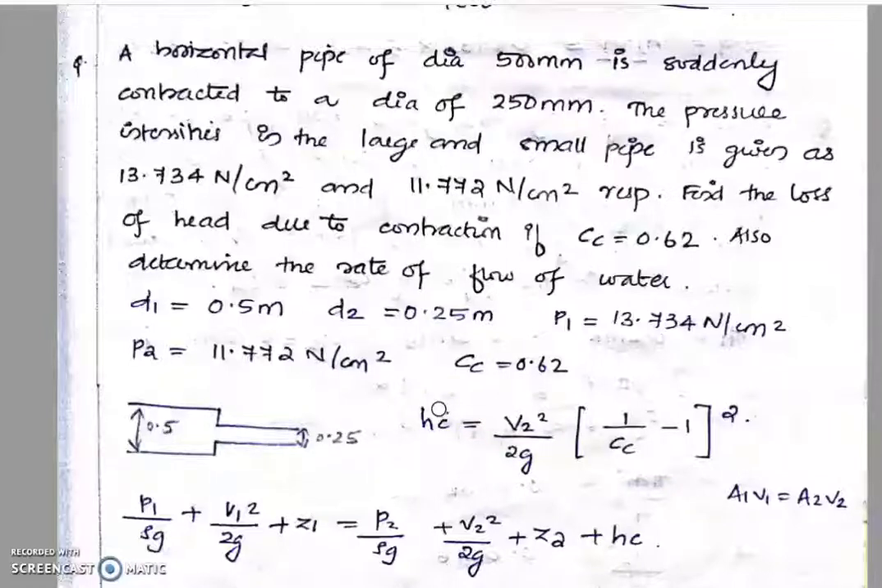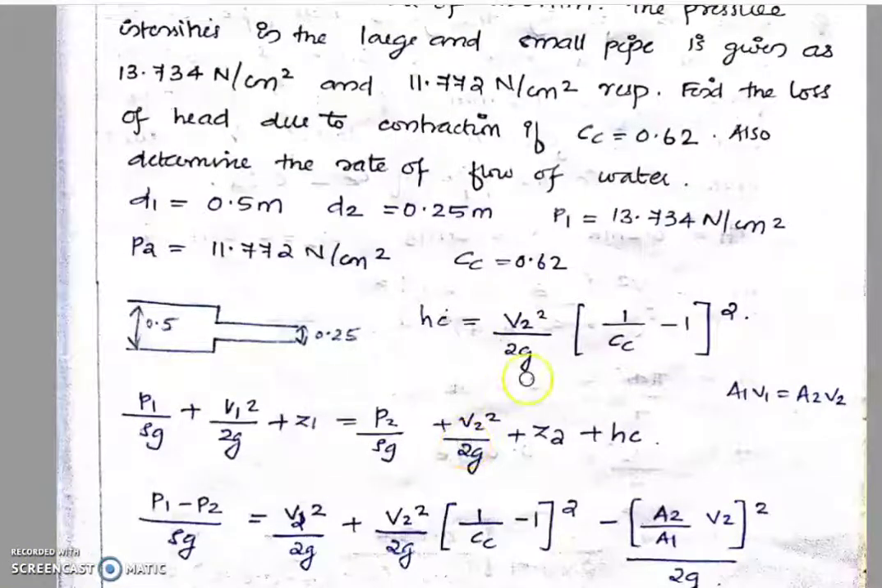Okay, so this is sudden contraction, so you know that this is d1 and this is d2, and convert them into SI units. The pressure intensities in the large and small pipe are given, so P1 and P2 are given. Okay, and find the loss of head due to the sudden contraction if Cc is 0.62. So Cc is given, and the loss of head due to contraction has to be found out. So Hc you have to find out, and this is the equation to find out the head loss due to contraction.